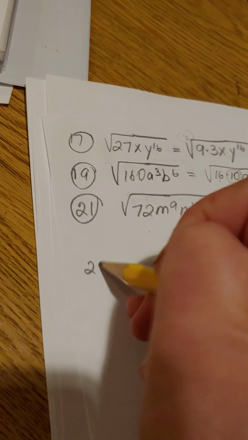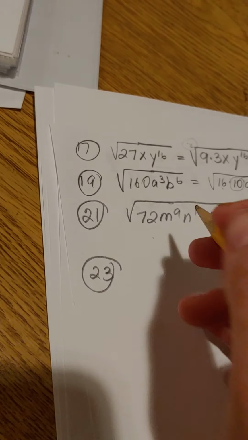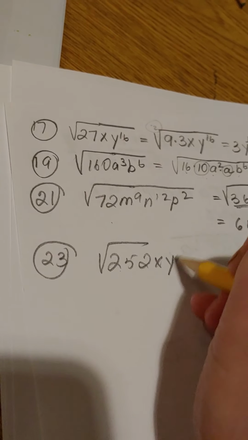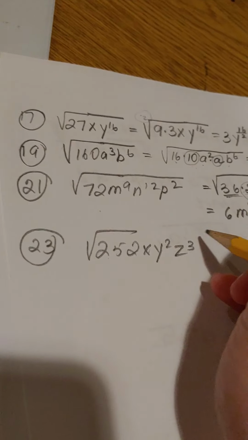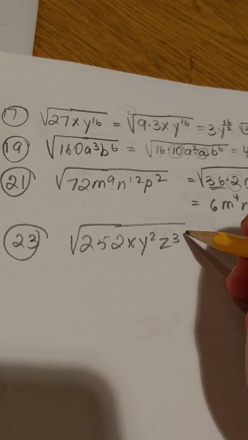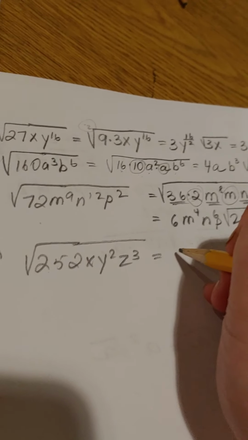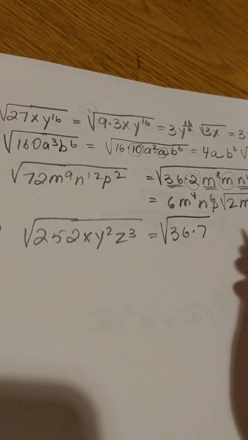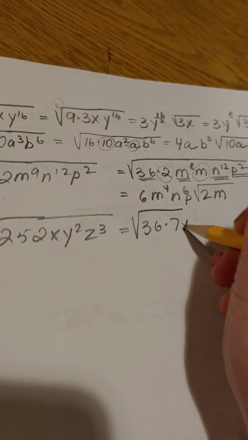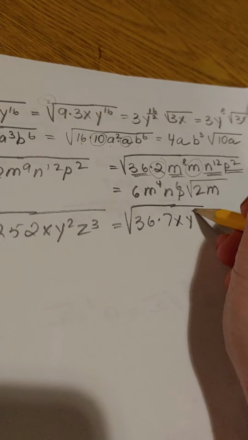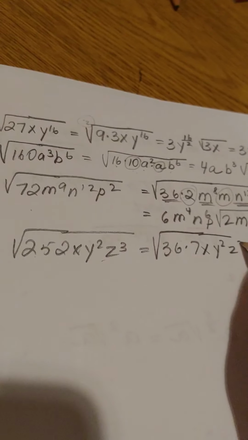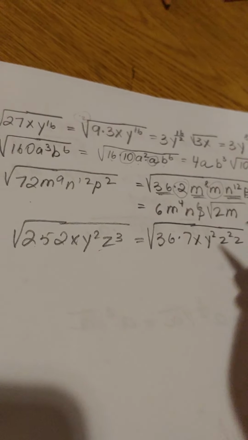And the final one in this video will be number 23, 252 x y squared z to the 3rd. And 252 is going to be broken apart as 36 times 7. 36 is a perfect square. X will be left alone. Y squared will be left alone. Z to the 3rd power will be broken apart as z squared times z.